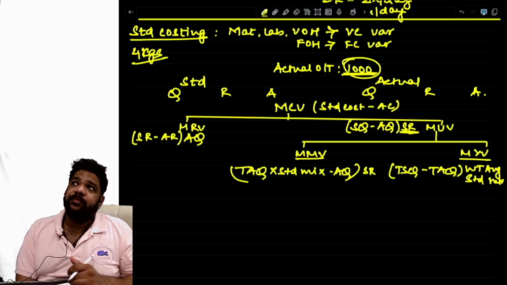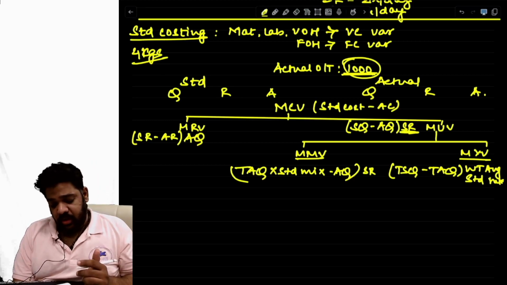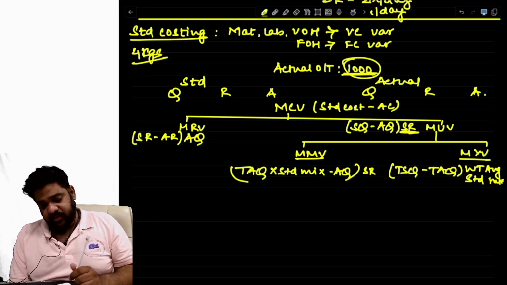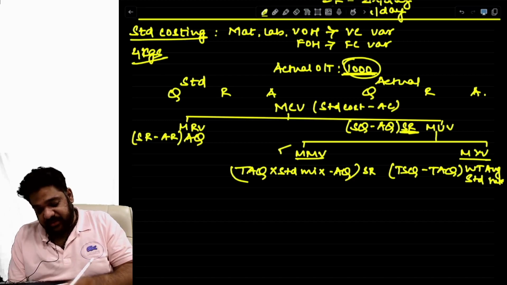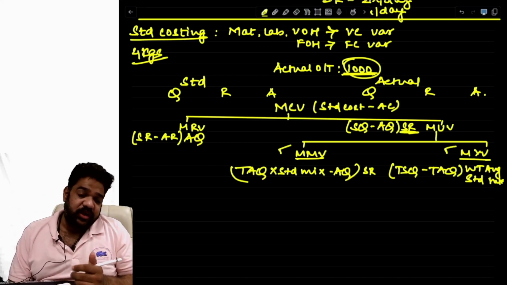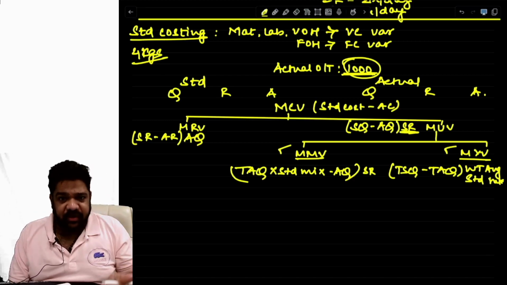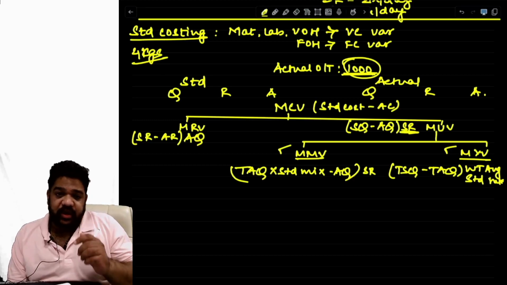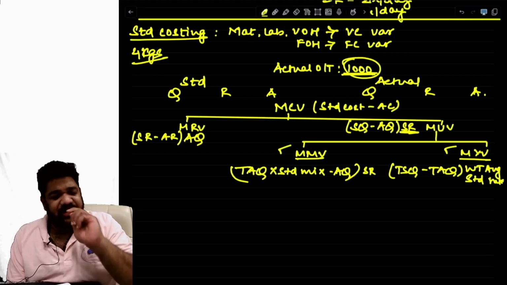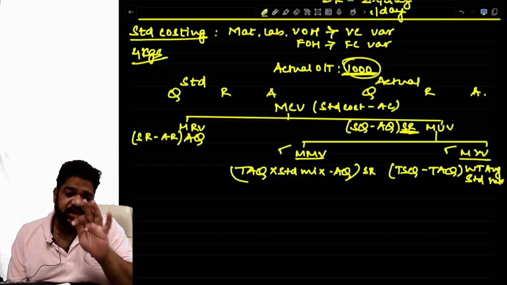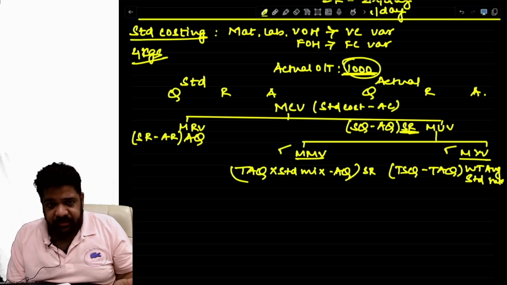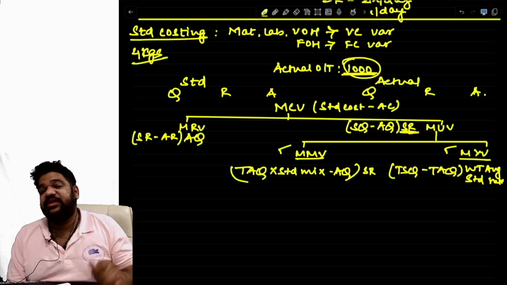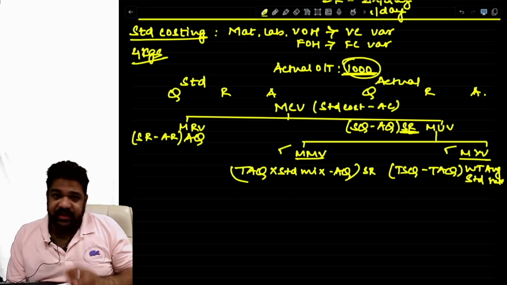Now, things to be kept in mind over here. Firstly, the mix variance and the yield variance is only and only possible when you have more than one material. Okay, so if you have only one type of material, you'll have only three variances, the first three: cost, rate, and usage. But if you have more than one material, is when the usage gets further split into mix and the yield variance.